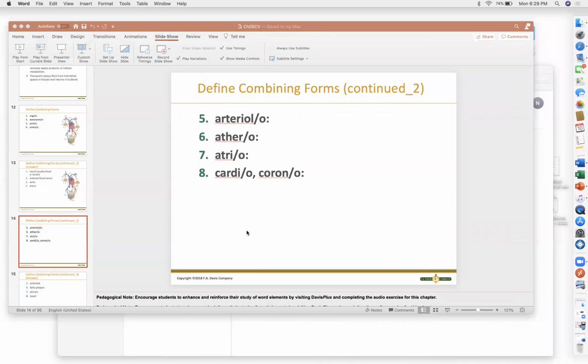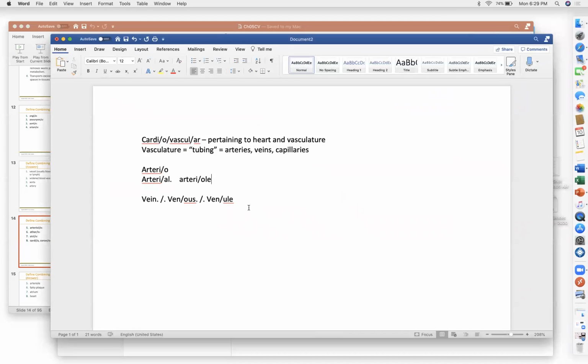And cardi, corona. Now you know that when a person says stuff like, oh, my grandfather had a coronary. Coron, airy, pertaining to, and it's understood that it's surrounding the heart or dealing with the heart. And that thing I talked about earlier, CABG, is coronary artery bypass graft.